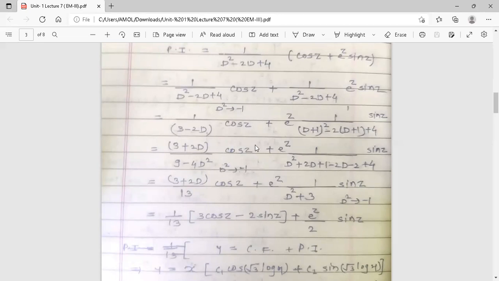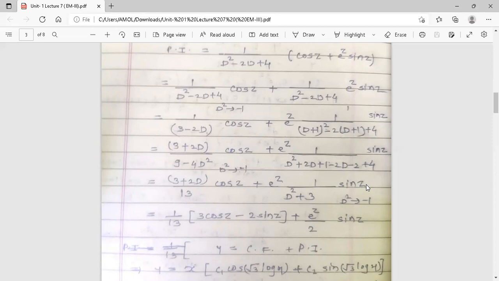Now the trigonometric function cos is there, so replace the term of D squared by minus 1, like in the second step. Now if we replace D squared by minus 1, it will be minus 4 into minus 1 plus 9, so 9 plus 4 is 13. So in the denominator the term is 13, and in the numerator the term is 3 plus 2D. So we have 3 plus 2D upon 13 into cos z, plus e raised to z, whose work is over, so it stays as it is. Now simplify the denominator term: D squared plus 2D plus, minus 2D gets cancelled. 4 plus 1 is 5, 5 minus 2 is 3. So it is 1 upon D squared plus 3 into sin z.